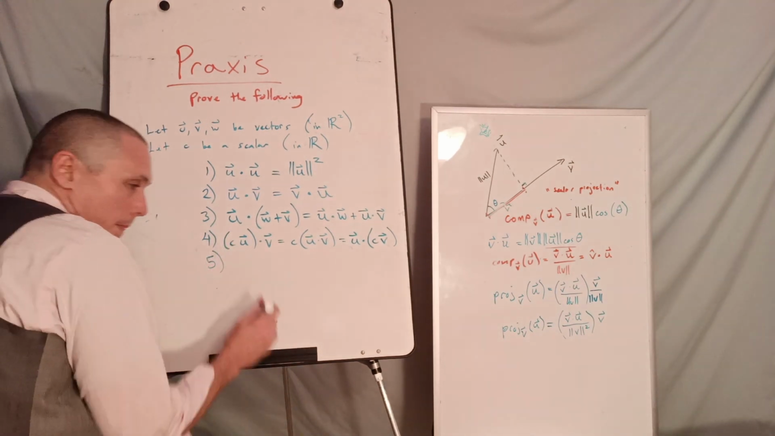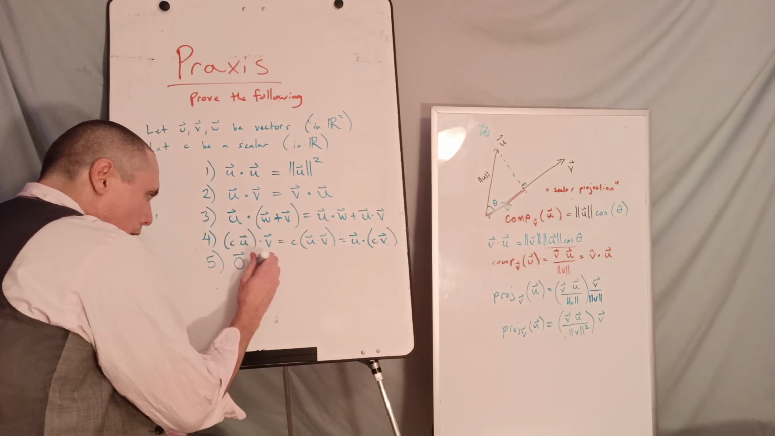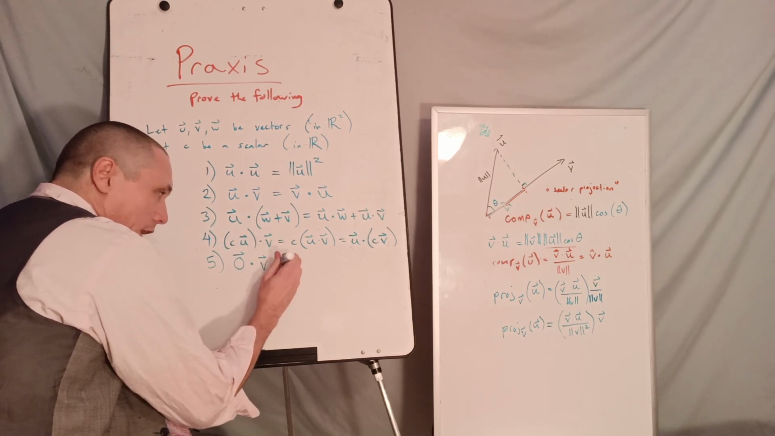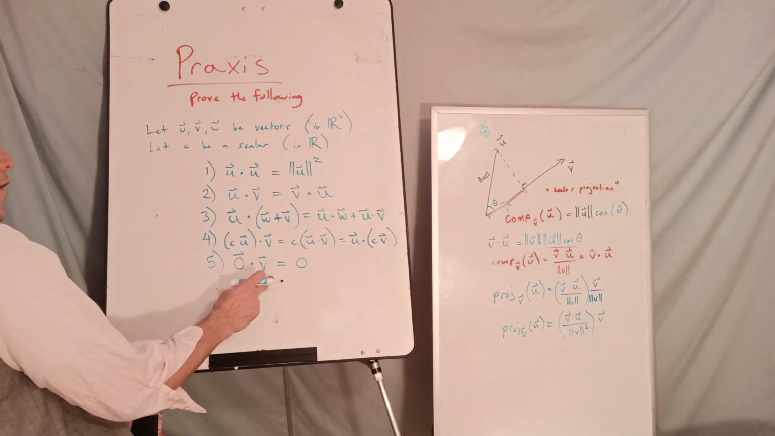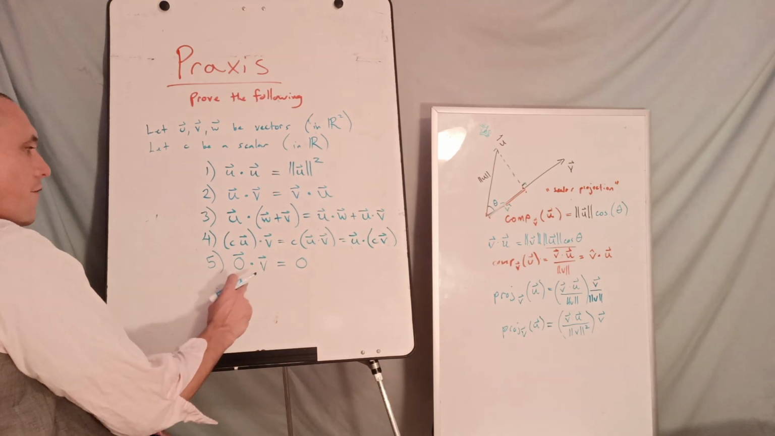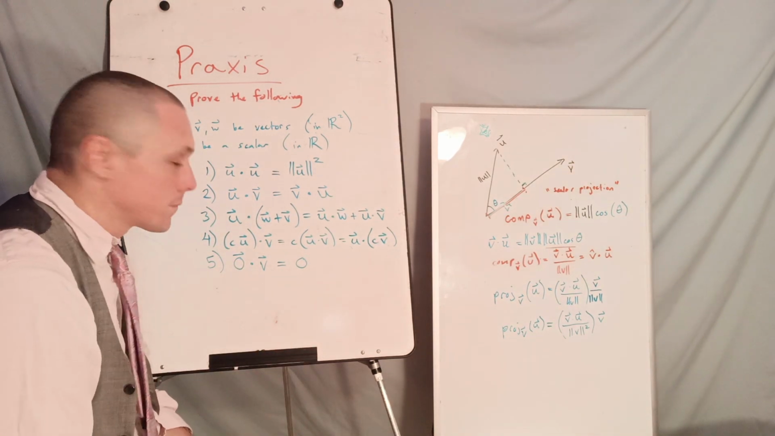Finally, let's show, and this will perhaps be an easy one if you write it in component form, I think I even touched on this already in the video, that the dot product of a vector and 0 is just the scalar value 0.